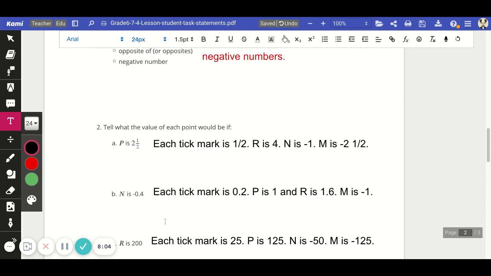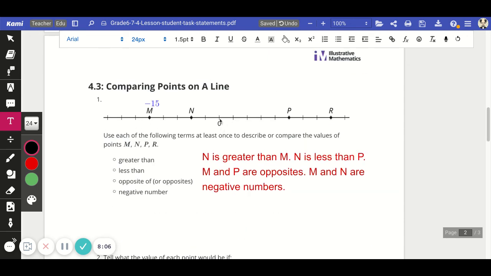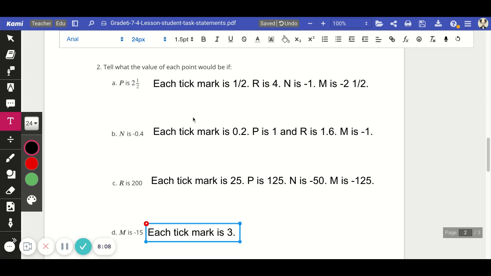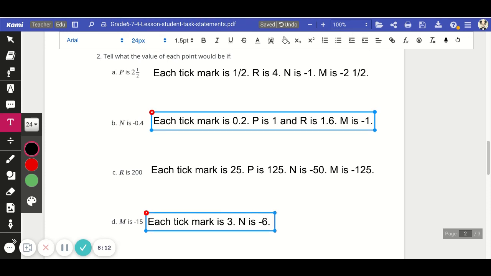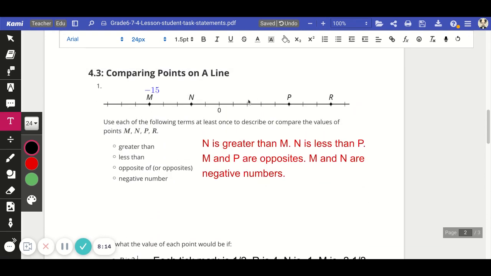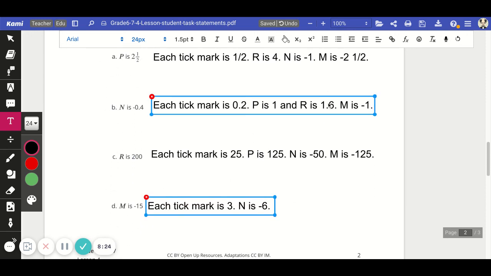So if we're counting, N is going to be negative 3, negative 6. N is negative 6. P should be the opposite of M. 3, 6, 9, 12, 15. Great. 18, 21, 24. So P is 15.